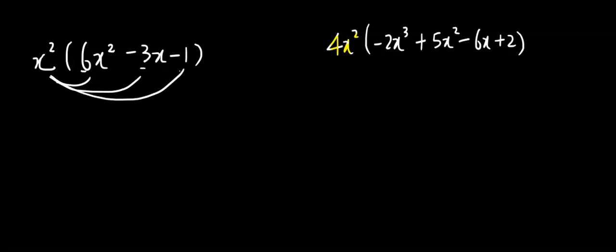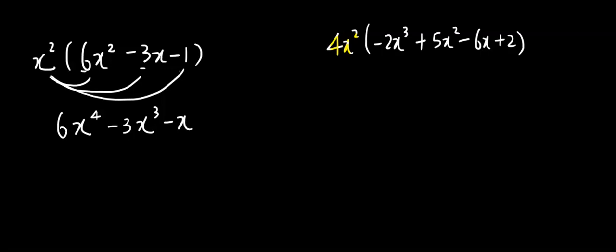X times 6x squared. 6, keep the base, add the exponent. 2 plus 2, that is 4. Next one, x times negative 3x. Negative 3, keep the base, add the exponent. Last one, x squared times negative 1.